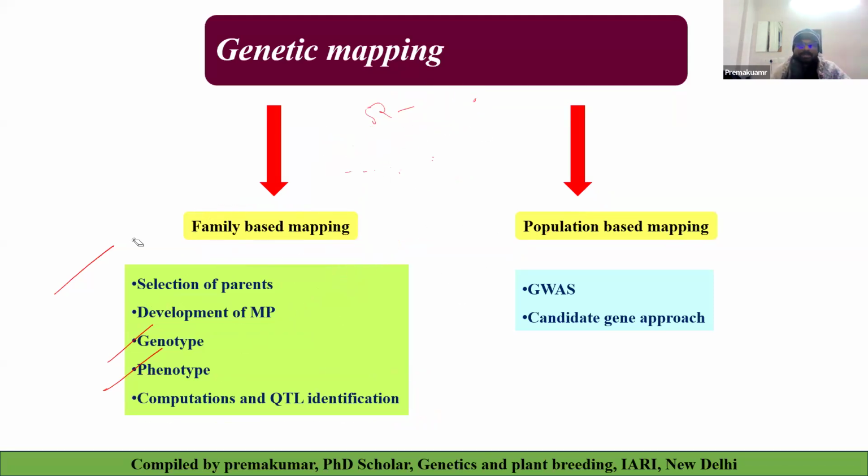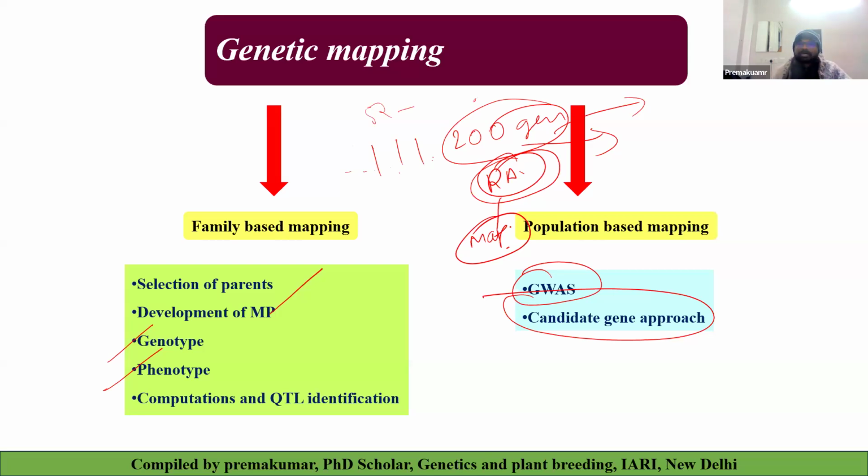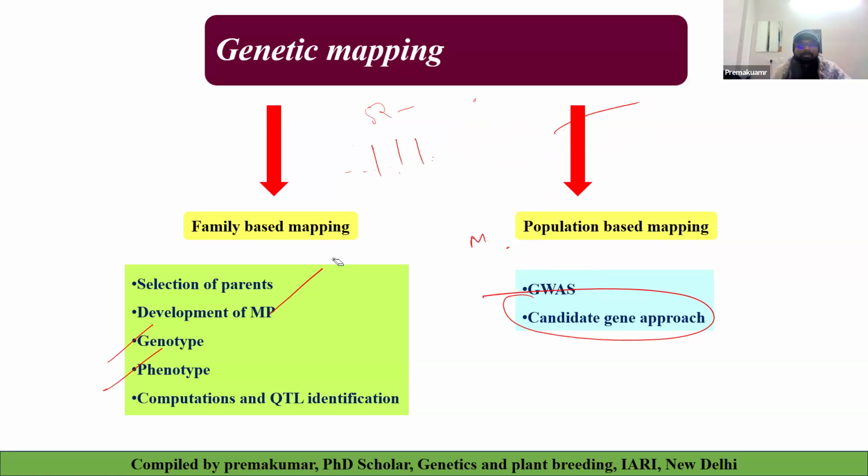GWAS is one of the approaches. The population-based mapping approach is called genome-wide association study, and there is another type called the candidate gene approach. Here we are using a random population, and we will discuss in detail how we map the genes. Instead of creating a mapping population, we just use a random population. Take, say, a panel of 20 genotypes, sequence it and phenotype it, and you will get MTAs, marker-trait associations. Like this, without creating a mapping population, we map the gene, and that is called association mapping.